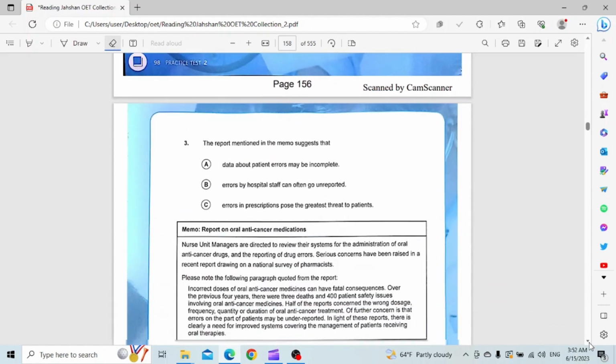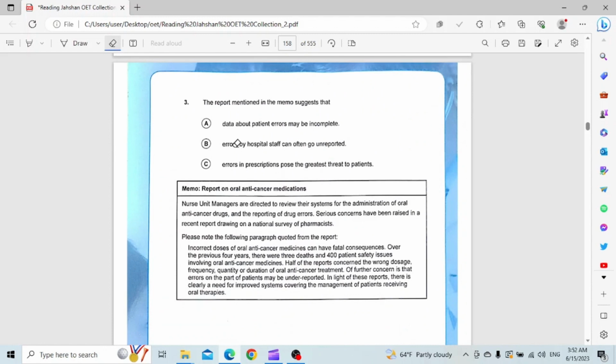Now you can go to the third one, please. Read the memo. The question asks: the report mentioned in the memo suggests that... So this is another question that is asking about the point of view of the writer. So please just read it thoroughly.